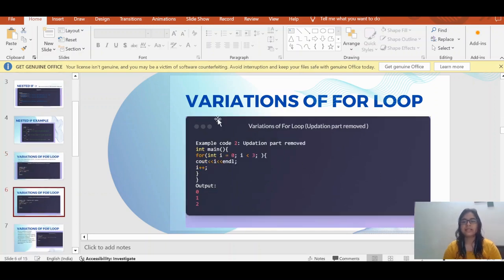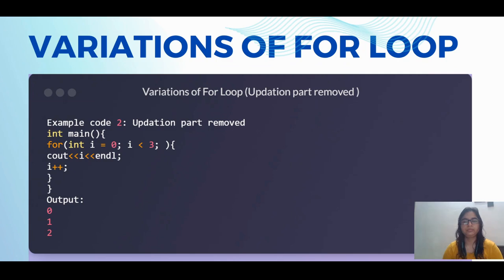Okay. So next is variations of for loop. What is the variation of for loop when the updation part is removed? Now you cannot remove the condition part. Whenever you are writing a while loop, or do while loop, or for loop, you need to specify the condition inside the parenthesis. Otherwise, none of the loops is going to work. So this variation is used for two things. First is the initialization part being removed. Second is the updation part being removed. So we are going to look at the updation part being removed.